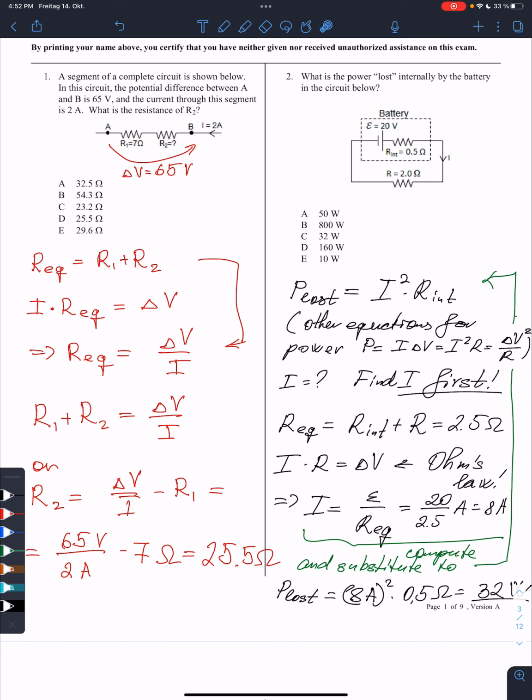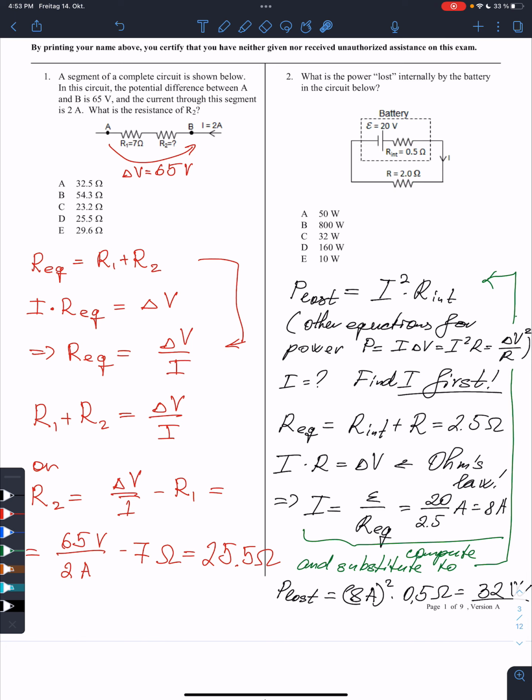Obviously we know the resistance here is given, but we don't know the current. So we need to find the current first. To find the current in this circuit, we need to find the equivalent resistance of these two resistors, which are connected here in series.